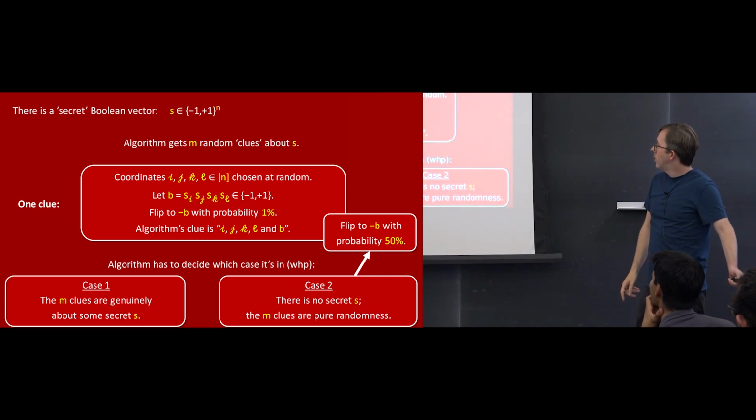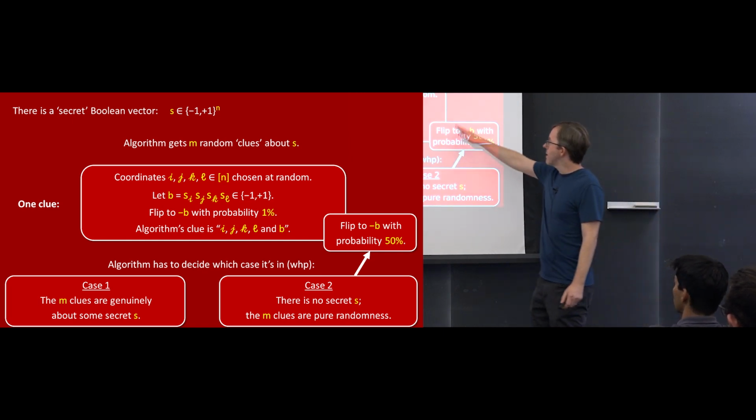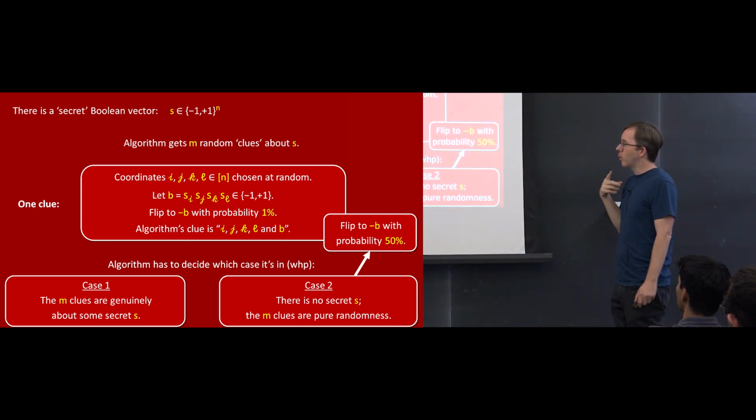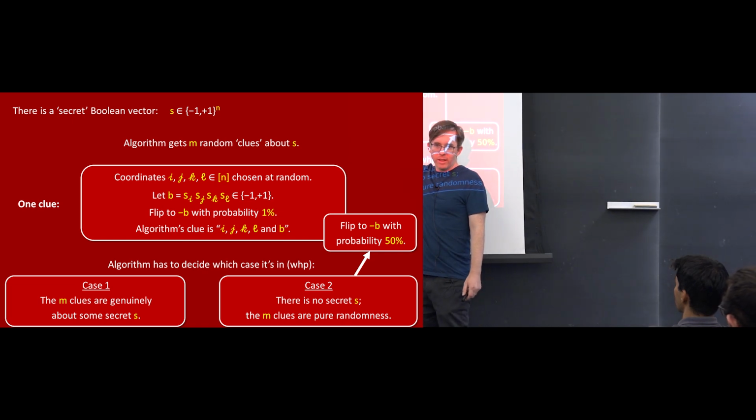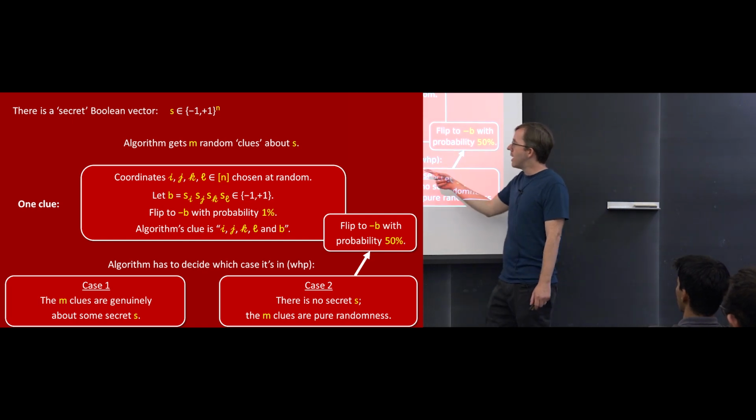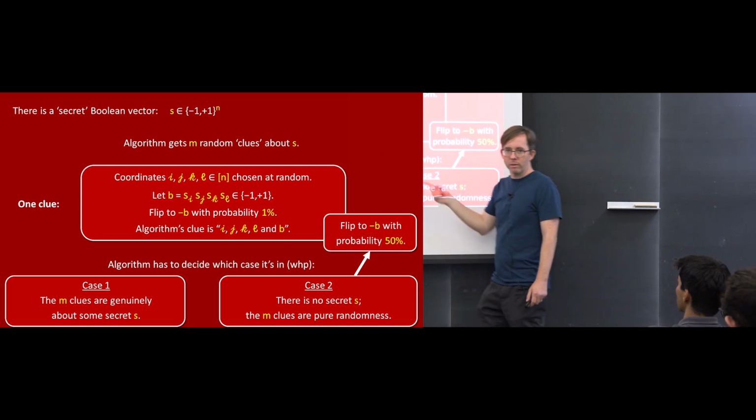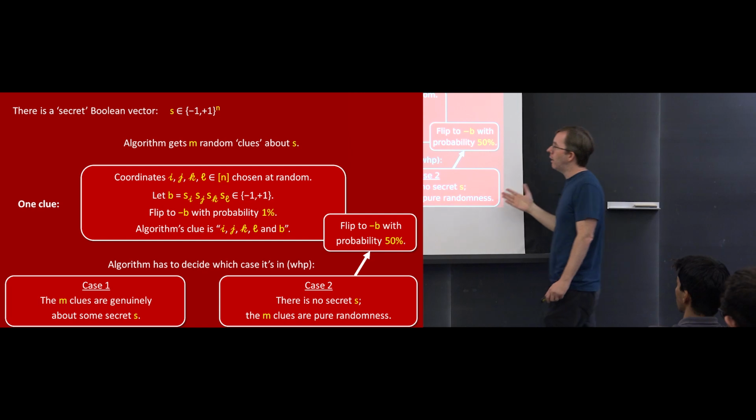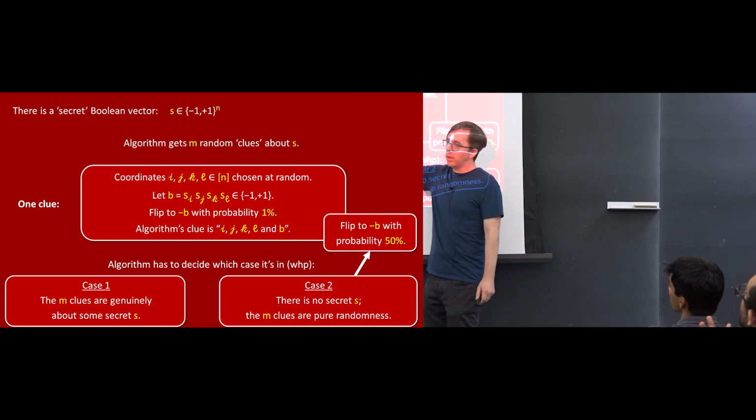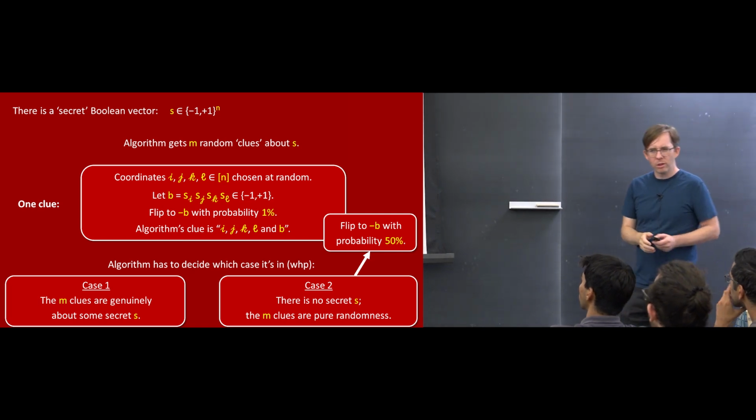In case 2, one way to think about what happens is that it's the same setup, except you flip to negative b with probability 50%. Which, if you think about it, just means that b is a random bit that has nothing to do with S. So in some sense, there may as well not even be an S. If you're in case 2, what you receive as the algorithm, in one clue, is a random 4-tuple of indices and a random bit, plus or minus 1. So the whole task is to tell: am I getting completely random information, or are these b's more or less consistent with being the products of 4 input bits in S? Any questions so far?